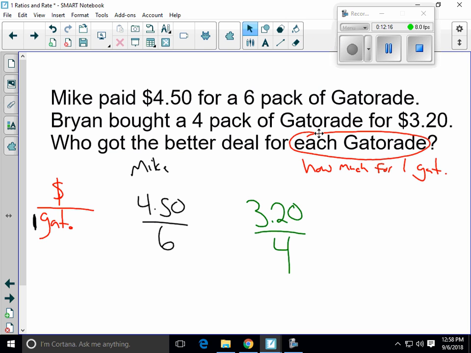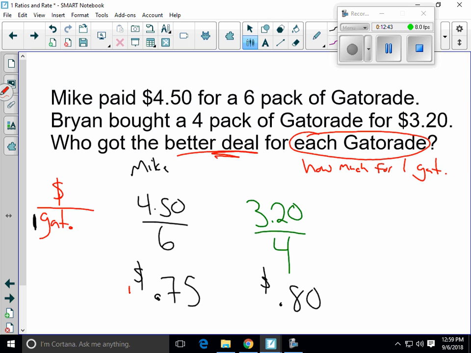So I'm just going to put that in my calculator. 4.50 divided by 6 to get 75 cents for Mike, and 3.20 divided by 4, I get 80 cents for each Gatorade for Brian. Now I want the better deal. I'm talking about money. I want the cheaper one. Mike is the better deal than Brian.